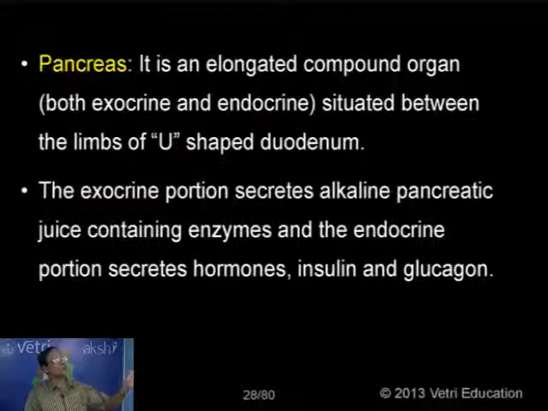That is why I mentioned it is a compound organ, because it has both exocrine and endocrine function, and it is normally situated between the lobes of the duodenum, the U-shaped part. Its duct joins with the bile duct to form the hepatopancreatic duct, which then opens into the duodenum. The exocrine portion is made of acini, and they secrete the pancreatic juice, which contains different enzymes.